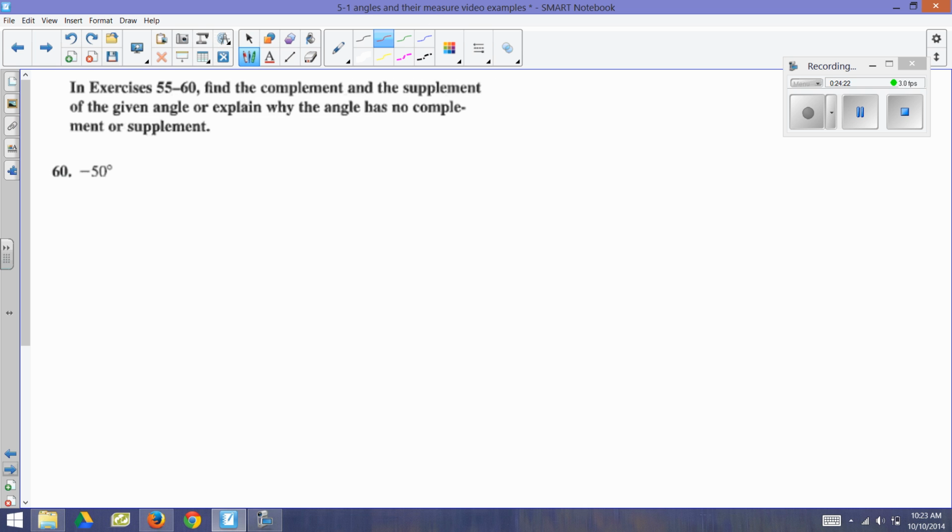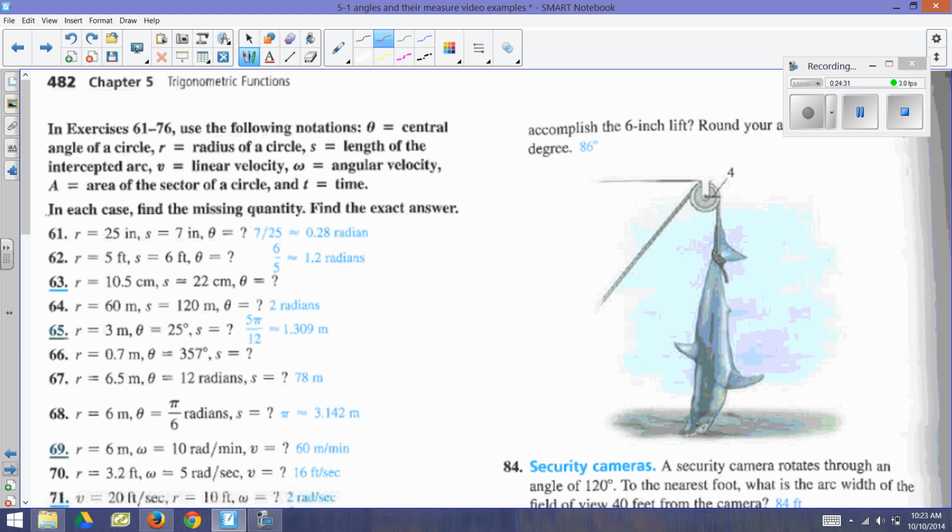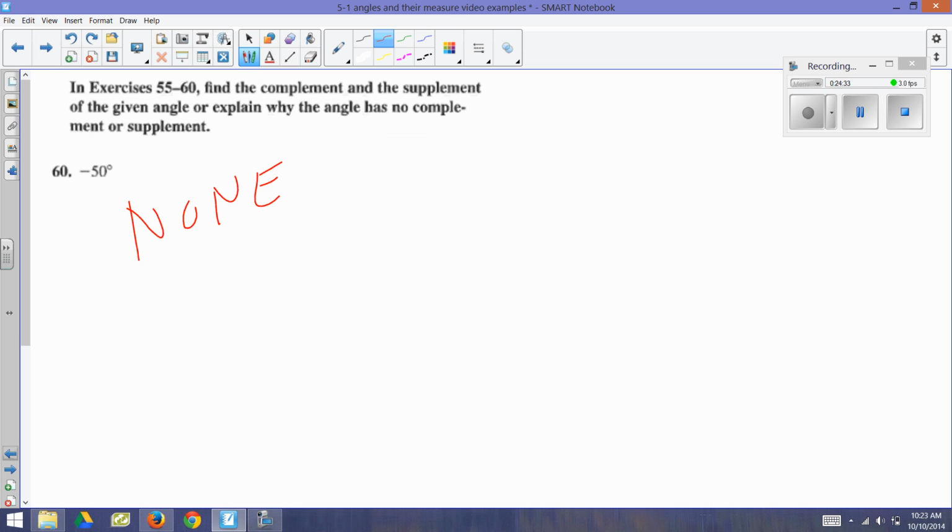Next one, find the complement or supplement. This is none, because it has to be 2 positive angles, so this is none. And there's part 1, examples.